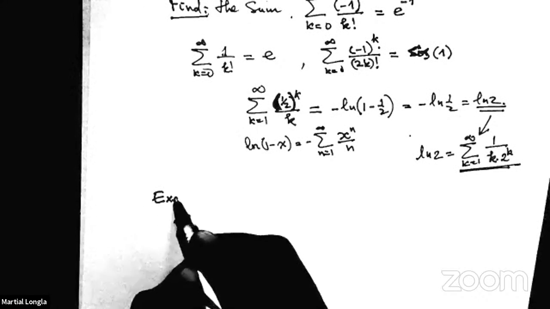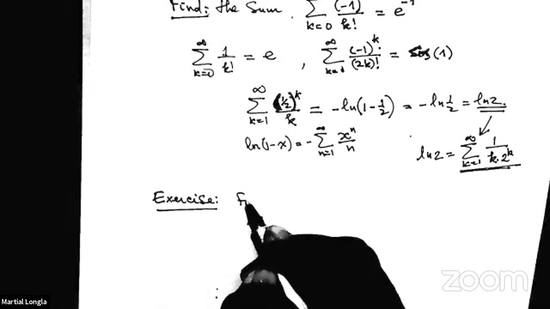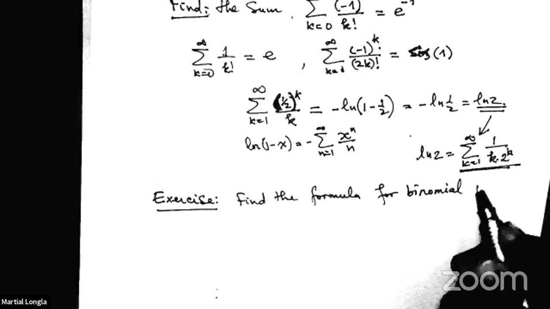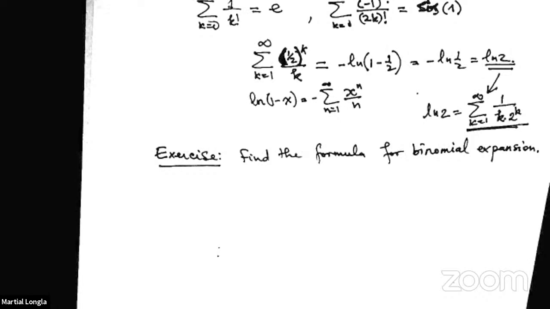So you can look at this exercise before doing your homework. Find the formula for binomial expansion. It's in that book. And we can stop here today. Thank you for coming.